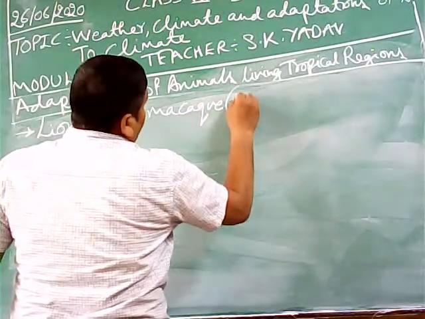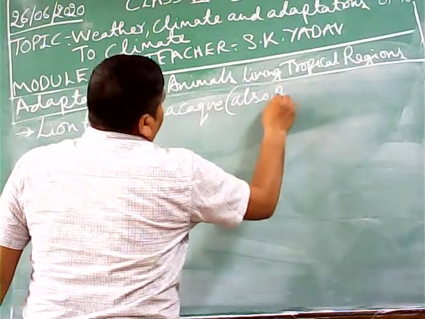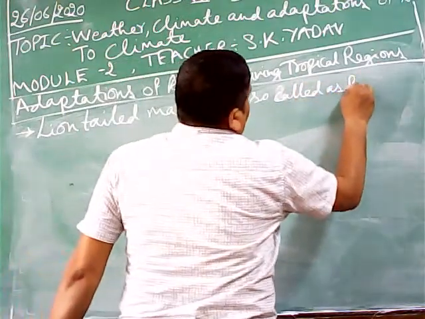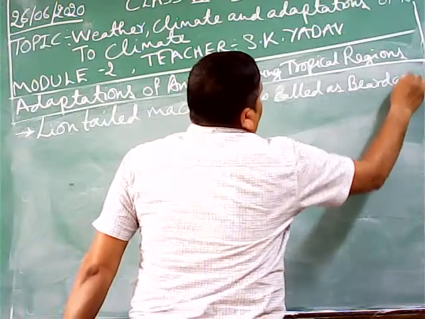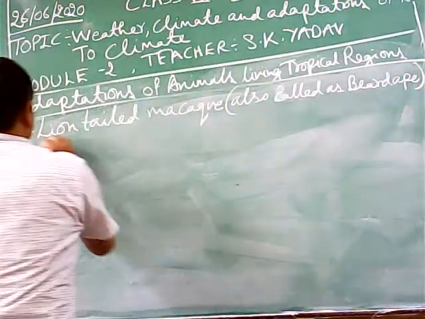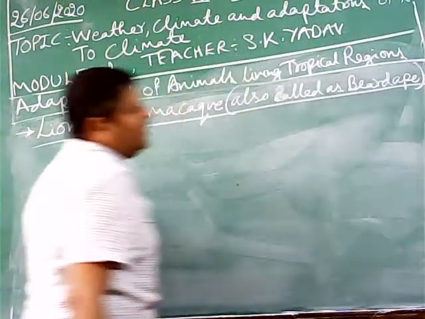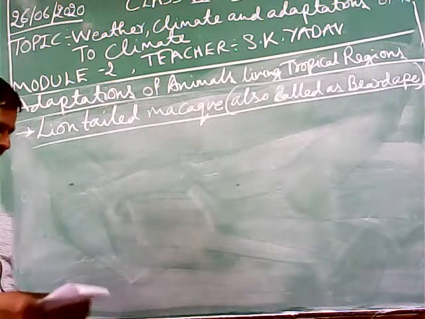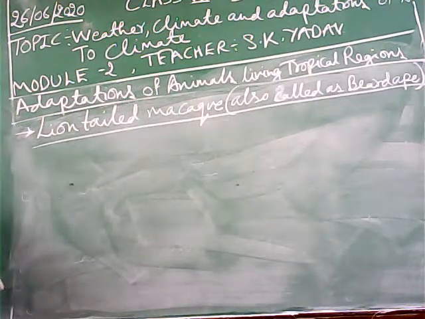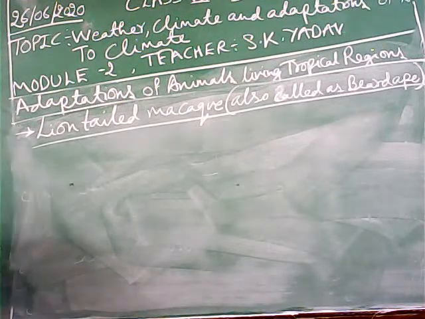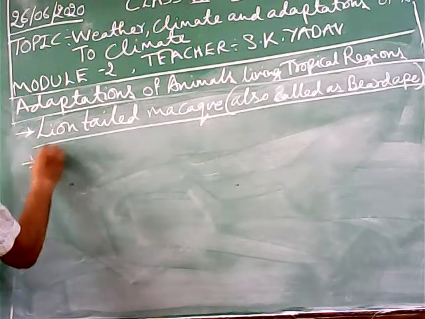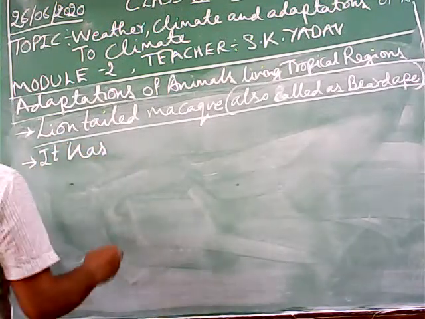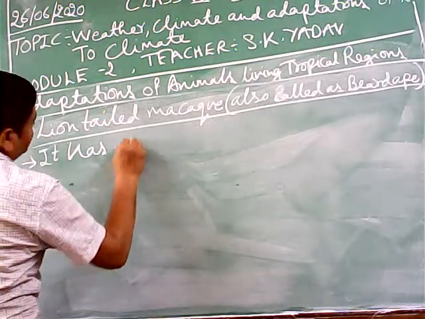It is also known as the beard ape. We are going to see the adaptations of the lion-tailed macaque, which is also known as the beard ape. It has a silver-white mane.